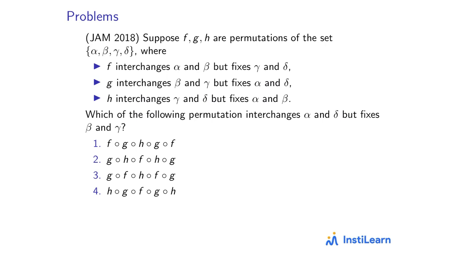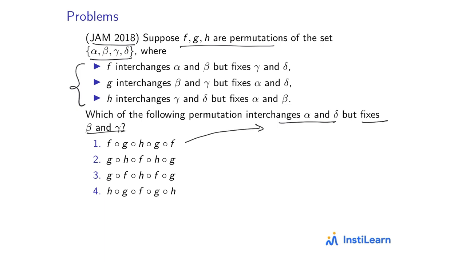So the next question, which came in JAM 2018, is completely based on permutations, and as I said, sometimes you can get sets in which permutations are not defined on 0, 1, 2, 3, but some other set. Here the permutations are defined on alpha, beta, gamma, delta, and these are 3 facts given about F, G and H. Depending on that, it asks which of the following permutations interchanges alpha and delta. So alpha goes to delta and delta goes to alpha, but it fixes beta and gamma. That is, beta goes to beta and gamma goes to gamma. Let's take each of these permutations and see what's happening.